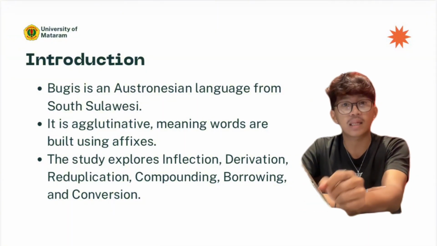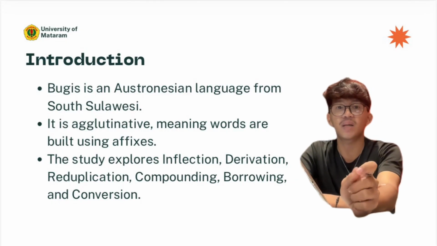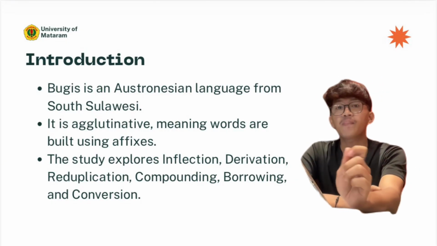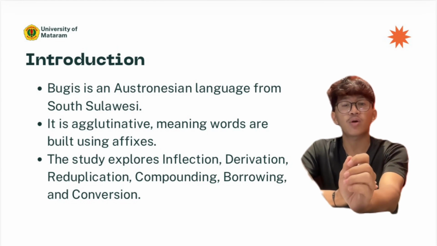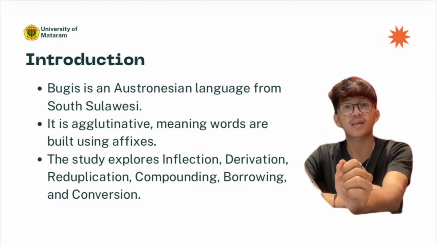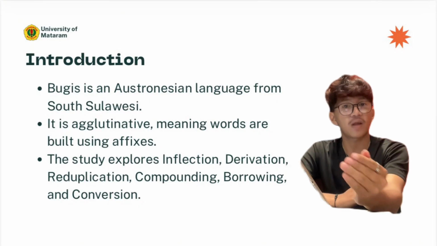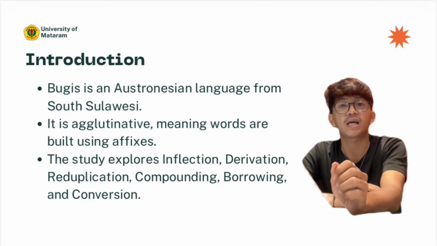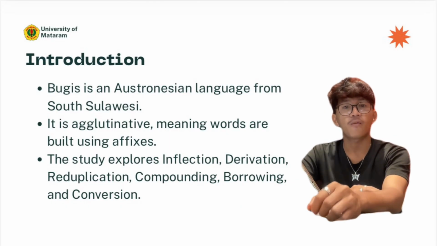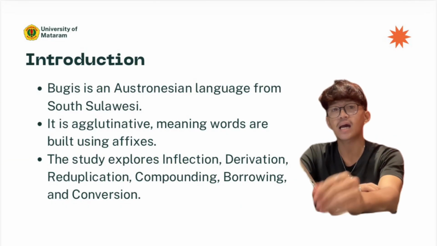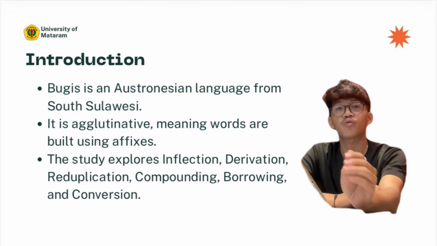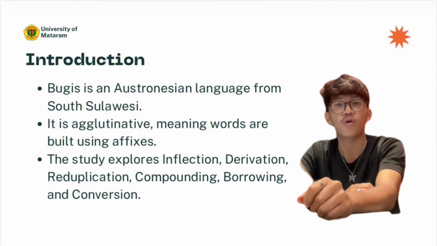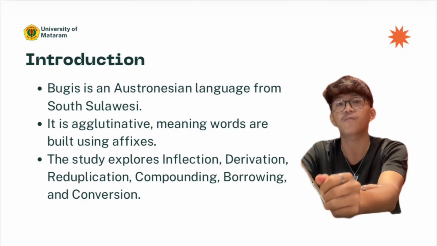The second one is agglutinative, meaning words are built using affixes. So Bugis is called an agglutinative language because it forms words by adding affixes, prefixes, suffixes, and infixes to a root word. Its affix adds a specific meaning without changing the core meaning of the root. For example, basa means read, mabasa, to read. Kanre, eat, makanre, to eat. This shows that the language uses morphology word formation in a systematic and meaningful way.